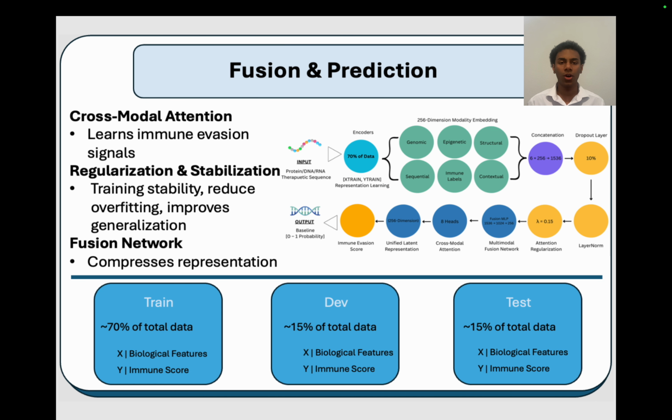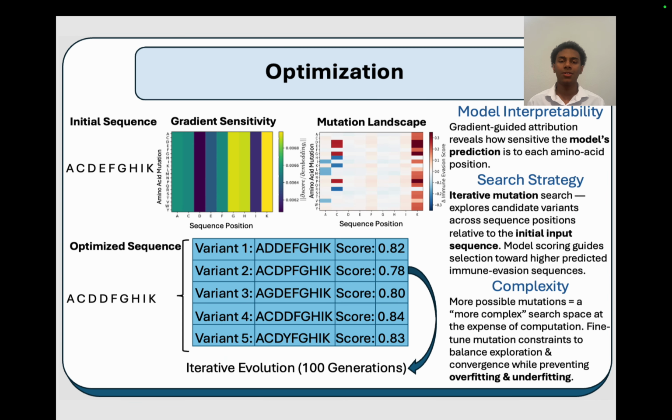I then designed a novel transformer-based architecture that uses cross-modal attention to fuse the 6 encoders into a unified latent representation for immune evasion prediction. I implemented a gradient-guided optimization strategy that identifies sensitive amino acid positions and iteratively explores mutation variants, allowing the model to select sequences with higher predicted immune evasion scores across 100 generations.